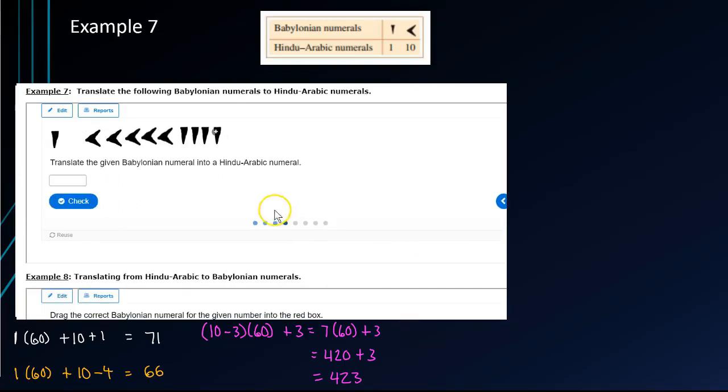For this next one, again, this is my 60 position, so this is 60. Here I have 10, 20, 30, 40, 50. So I have 5 times 10 plus 4 times 1. So I have 60 plus 50 plus 4, which is 114.